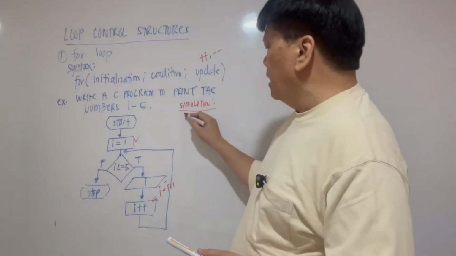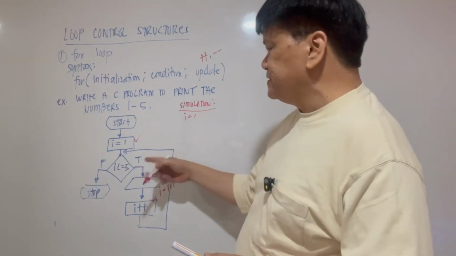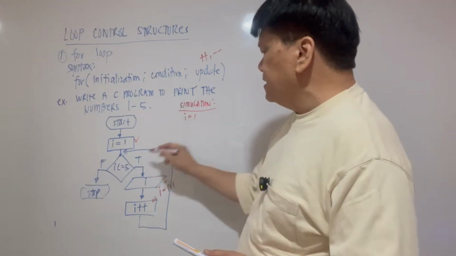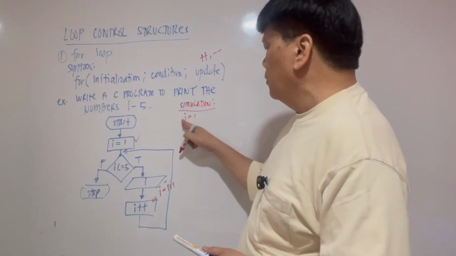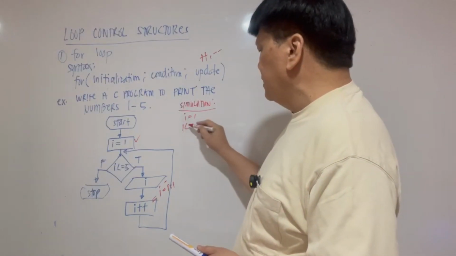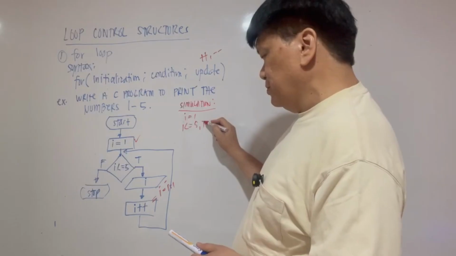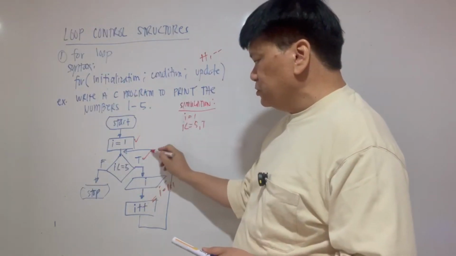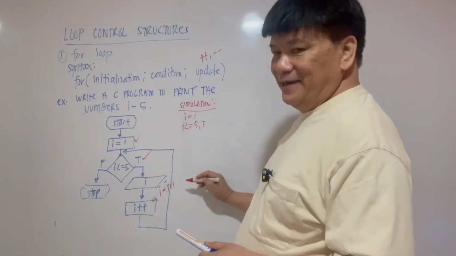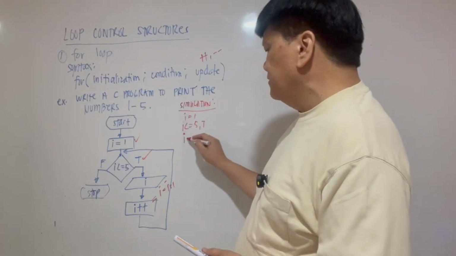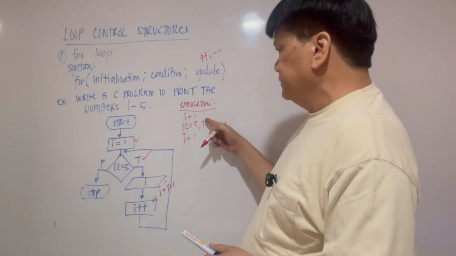So let's start with I is equal to 1. Then proceed. Test: I is 1. Is it less than or equal to 5? That is true. Then, true, we go to this direction. Output I. The value of I is 1.